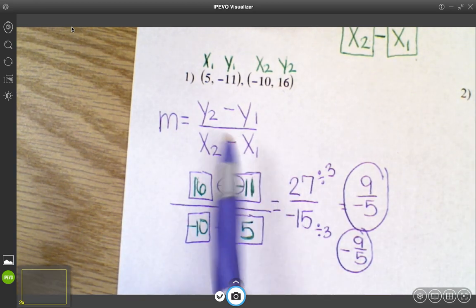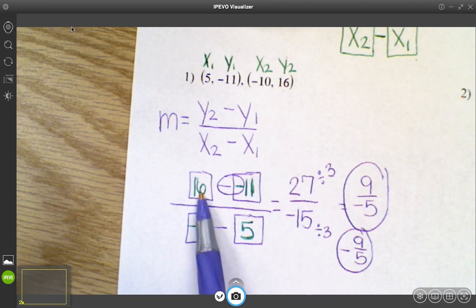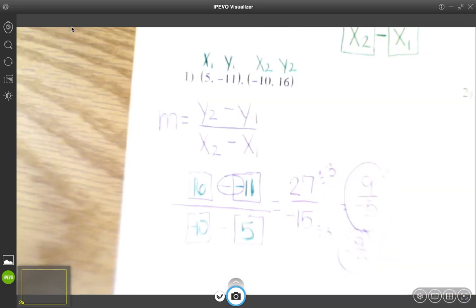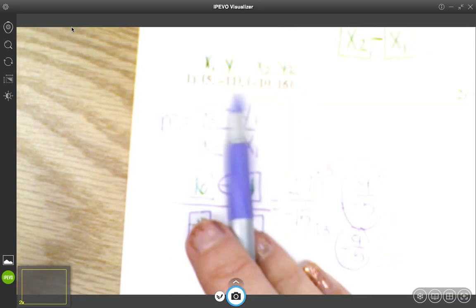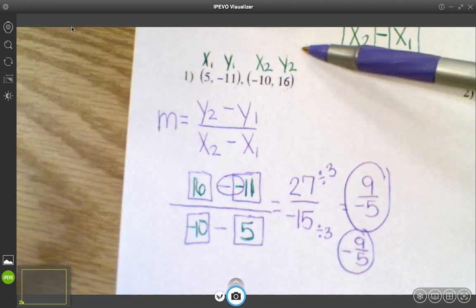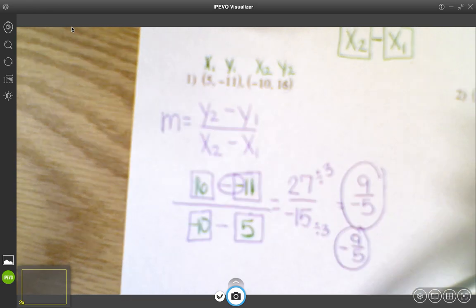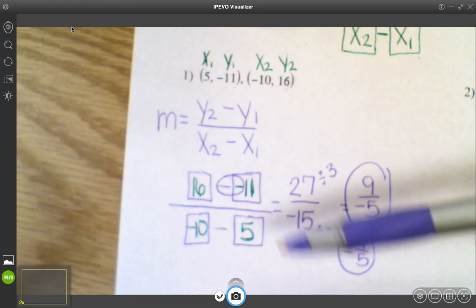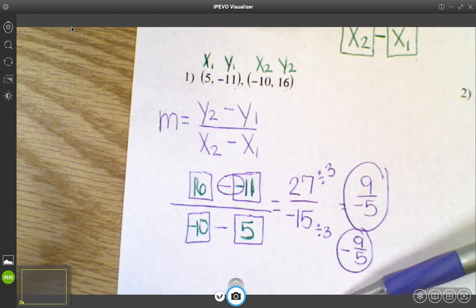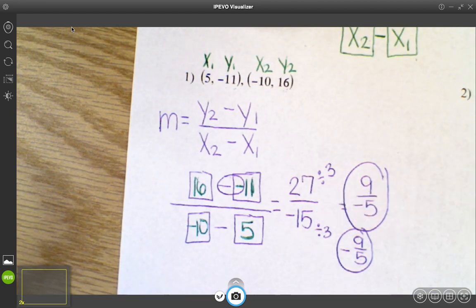So we are subtracting y2 minus y1. So the two y coordinates go on top, the two x coordinates go on the bottom, and we are subtracting. So these two numbers give us the rise. We're going from negative 11 way down in the negatives up to positive 16. So that's a big jump. We're going from a low number to a high number. So that's a positive 27. And then we're going from a 5 to a negative 10. So we start out positive and go negative. So we're dropping. So that's why that number is a negative.